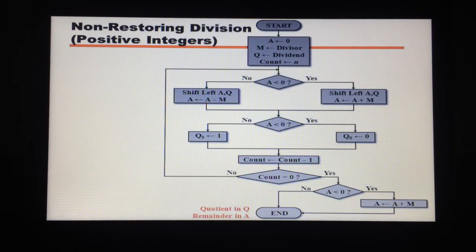Okay, so in the next video we will give a simple example for performing restoring and non-restoring divisions. Thank you.